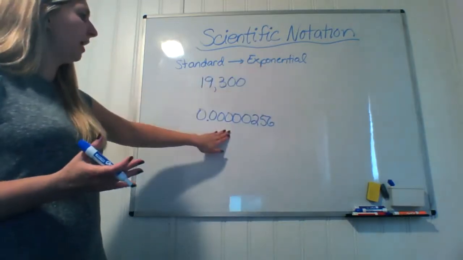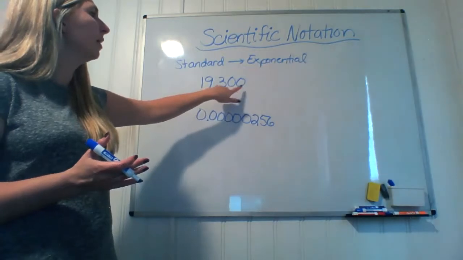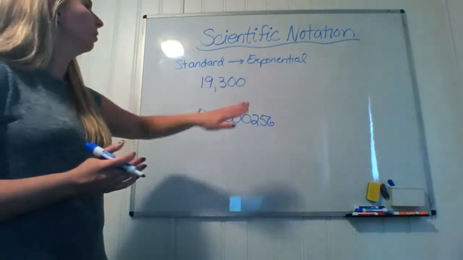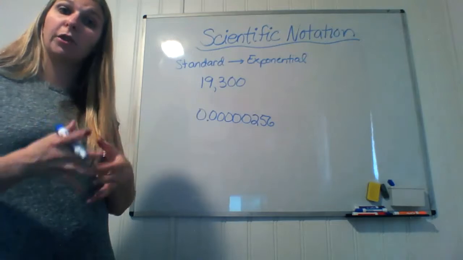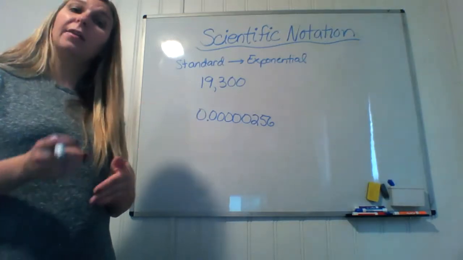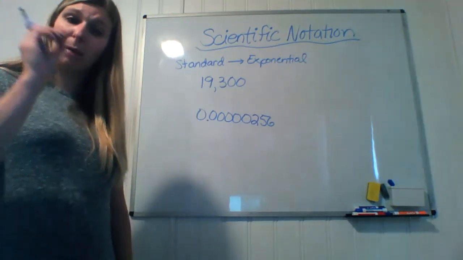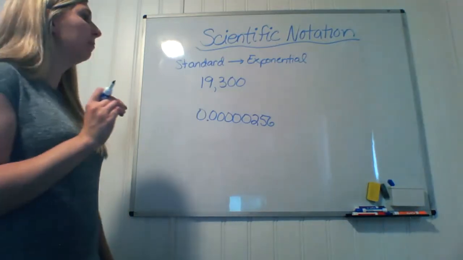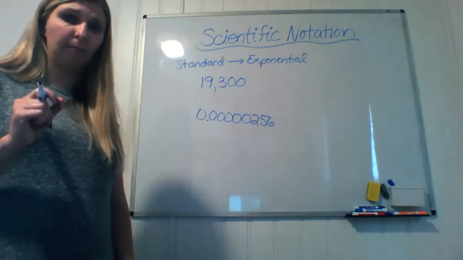So we have two different values here. This number here is 19,300. Okay, so looking at this number, the first thing you say to yourself is that this is a number that's greater than 1. When it's greater than 1, you already need to recognize that your exponent is going to be a positive number. But now how do we determine that exponent, that power of 10?